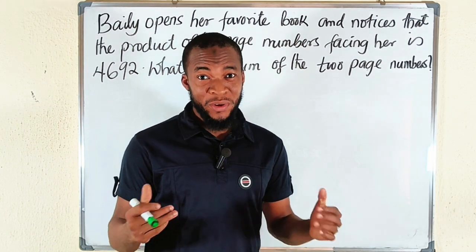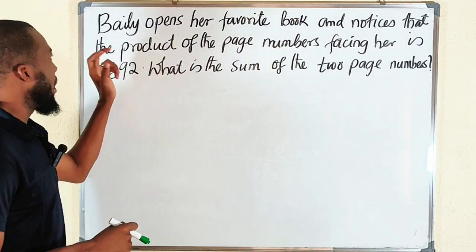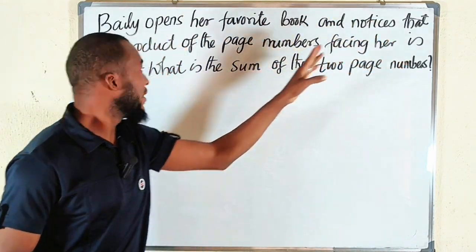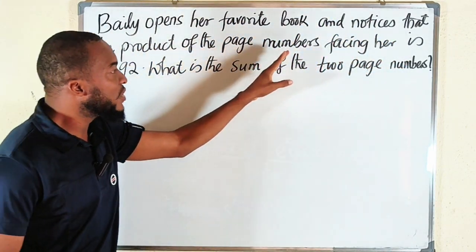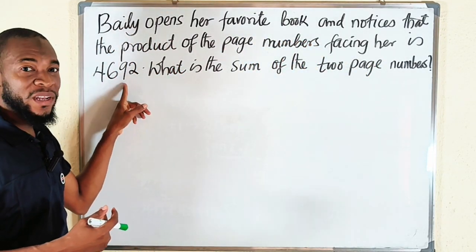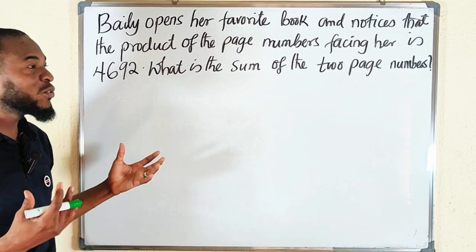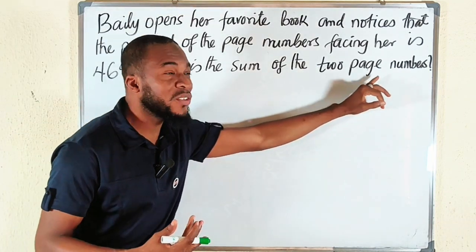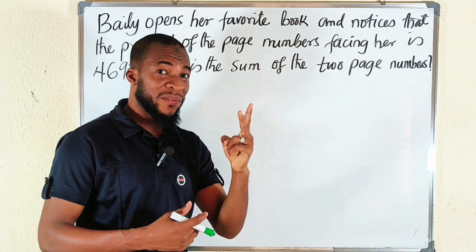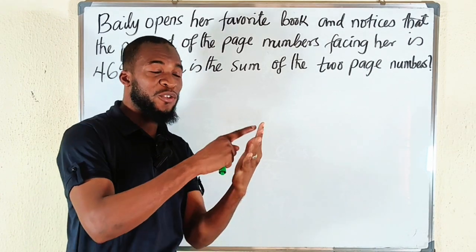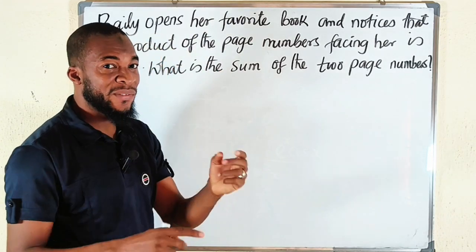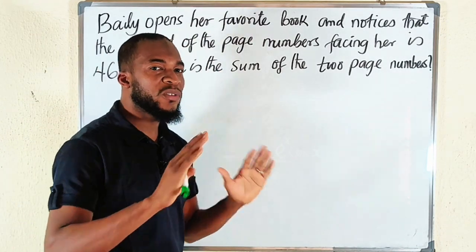All right, moment of truth. The question reads, Bailey opens her favorite book and notices that the product of the page numbers facing her is 4,692. Then we're asked to find the sum of the two page numbers. Remember, pages are always consecutive in talking about their number. Page 1, page 2, difference of 1. Page 10, page 11, difference of 1. Always, they are always consecutive.